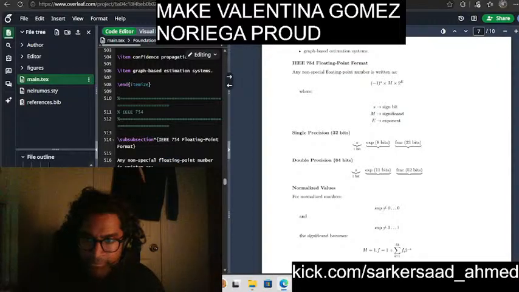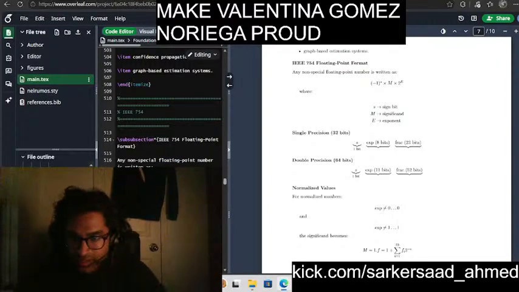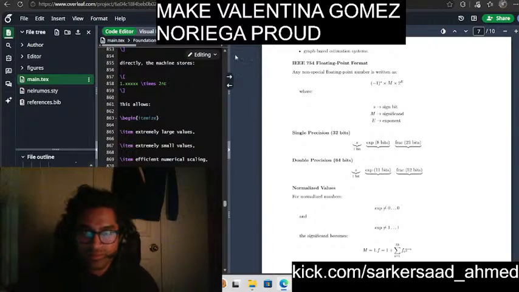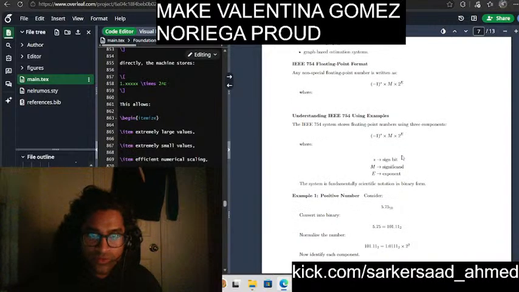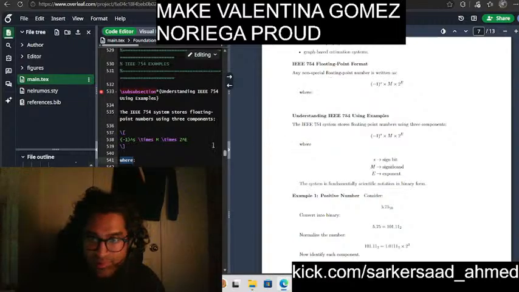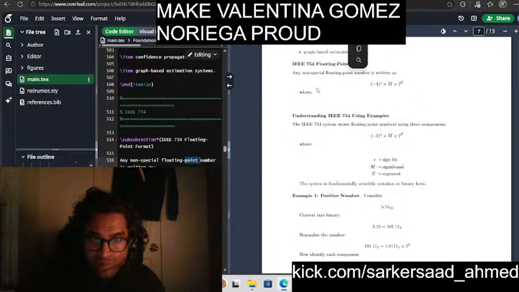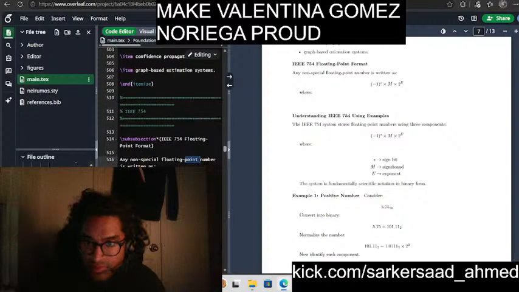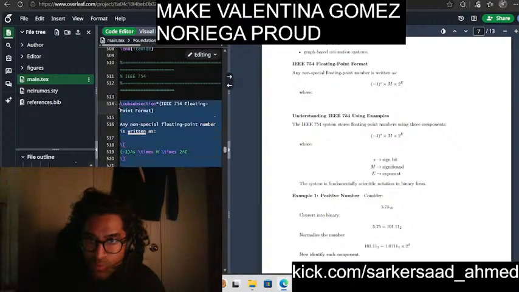Nope, here. So any non-special floating point number is written as -1 to the power s times m times 2 to the power e, where what? Oh, there. Boom.